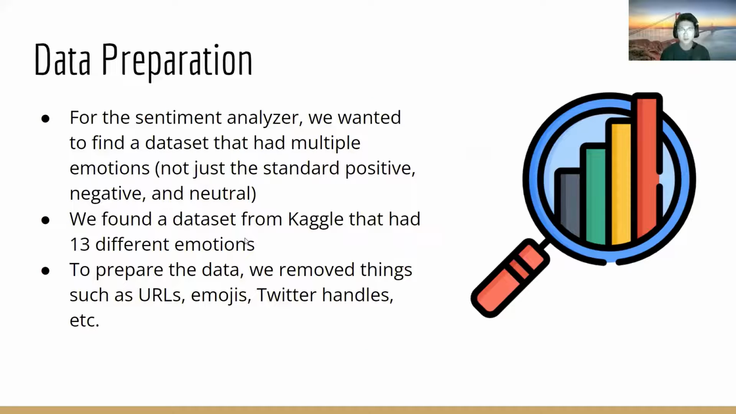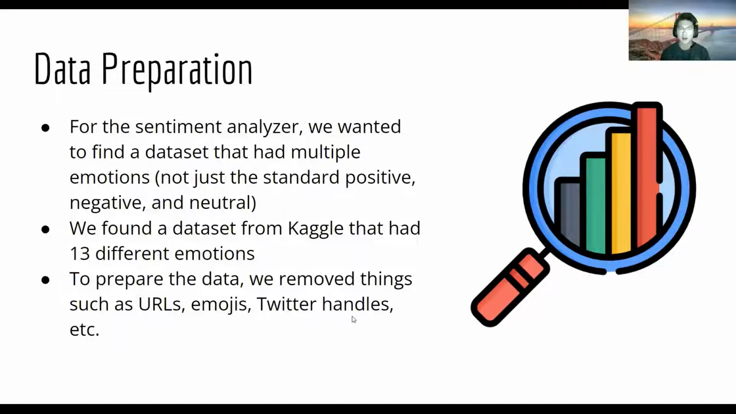For the sentiment analysis part of our project, we found a dataset by Figure 8 on Kaggle. The dataset contained 40,000 different elements with the tweets, authors, and indices as the features and 13 different sentiments as the targets. The 13 sentiments included emotions such as anger, enthusiasm, and happiness.